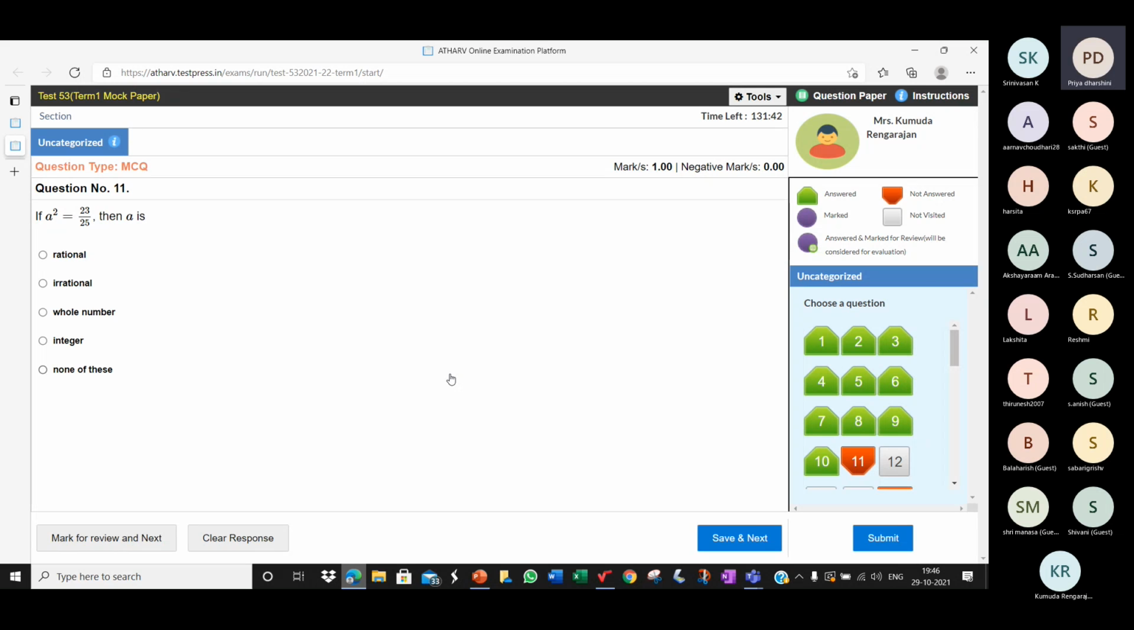Ma'am, it's irrational root. What's the value of a? Root 23 by root 5. Root 23 by 5. So root 23 is irrational. So root 23 by 5 is also irrational.